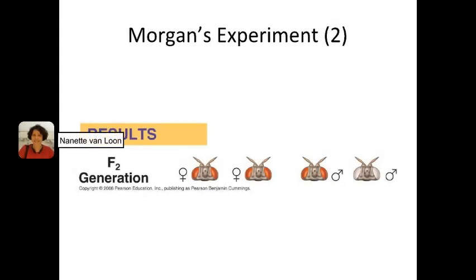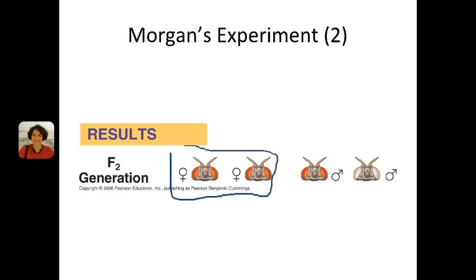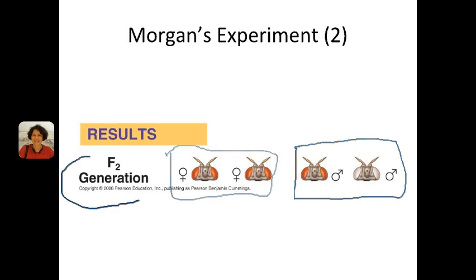If you then allowed those flies from the first generation to mate amongst each other, then you get this arrangement of eye colors. All the females have red eyes, and among the males, half of them have red eyes and half of them have white eyes. This is in the F2, second filial generation.